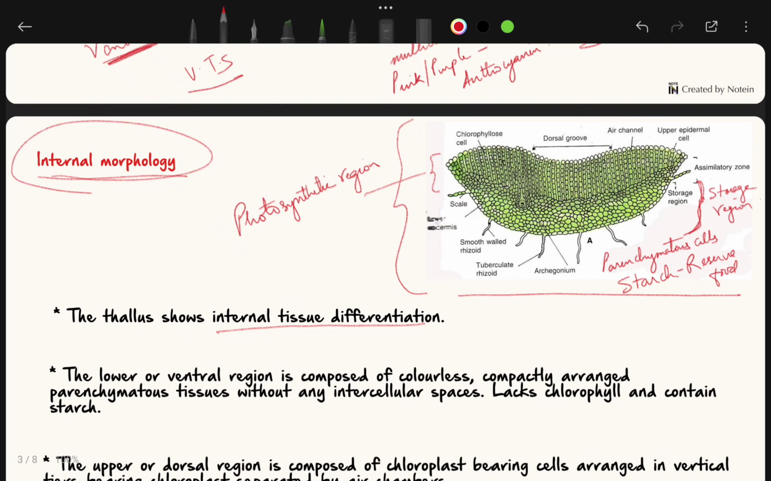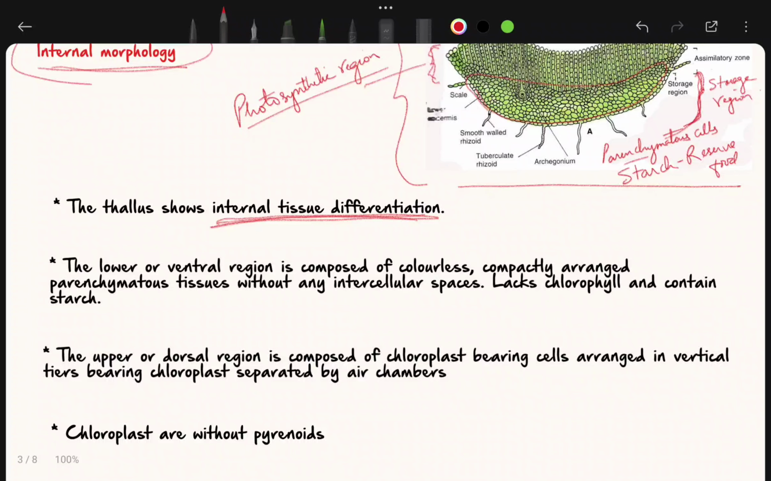So in the internal morphology, you'll find tissue differentiation. The cells are divided into specific regions. The photosynthetic region contains the pigment system, chloroplast-containing cells. Along with that, on the ventral region, you will find parenchymatous cells that contain starch as a reserve food material, and this region is known as the storage region. Alright, and then the chloroplasts are without pyrenoids.